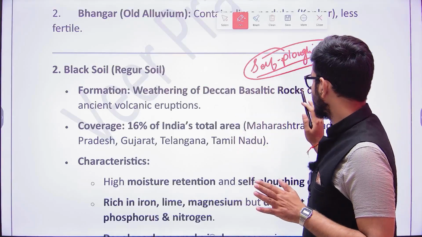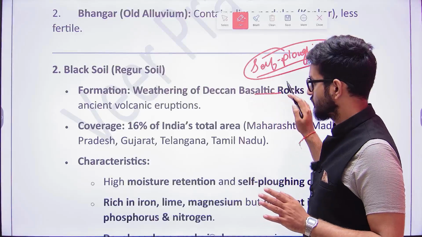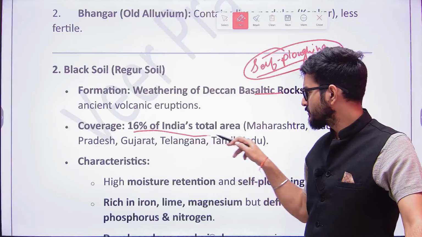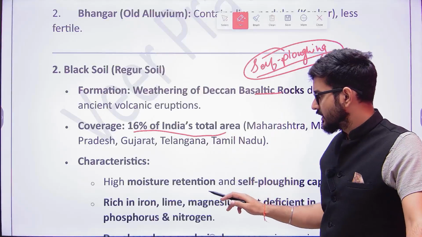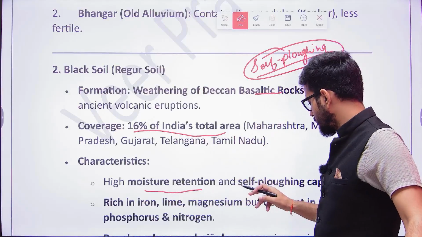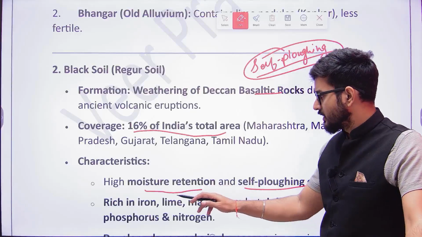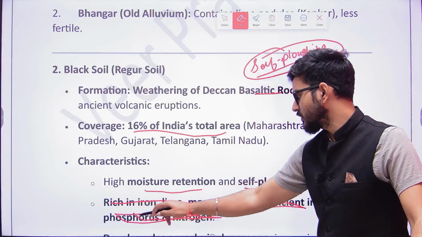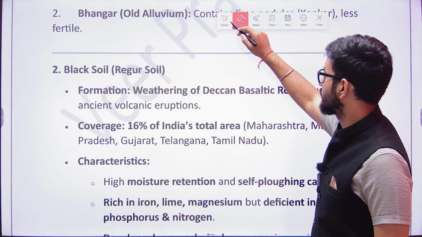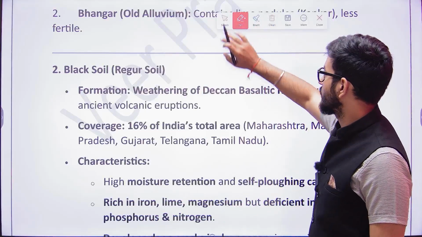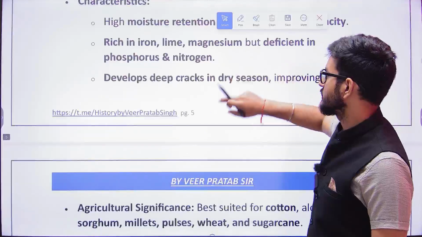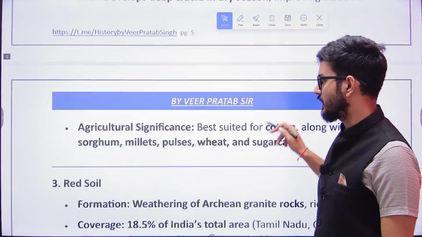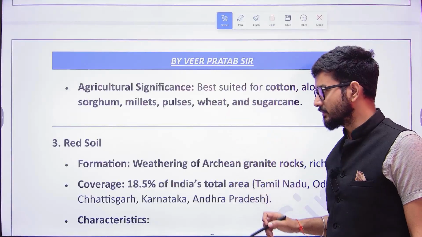This is happening because they were created by the basaltic rocks. I've told you they cover 16% of India's total area. These are the states. They have high moisture retention. I told you they have the self plowing capacity. Again, cancel this particular point and write down a new fresh one, research the content and then write it up. Then the next one is it develops deep cracks in dry season, improving aeration. This is what I've told you, and these are the crops that can be grown.